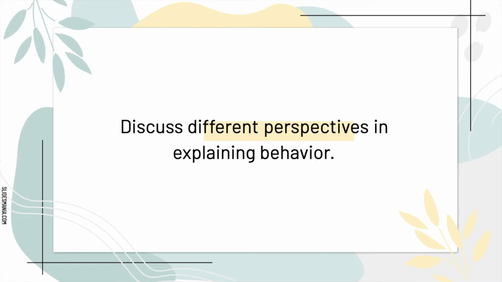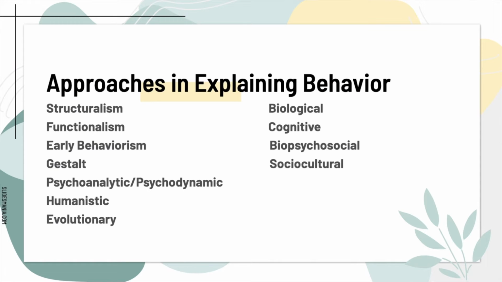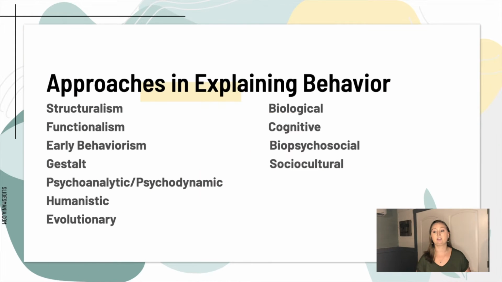All right, for that first lesson objective, we are looking at different approaches in explaining behavior. Now, there are a lot of these. As a quick list, we're going to go over structuralism, functionalism, early behaviorism, Gestalt technique, psychoanalytic or psychodynamic theory, humanistic, evolutionary, biological, cognitive, biopsychosocial, and sociocultural. Do not get overwhelmed. I know it seems like a lot, but I will make it make sense.